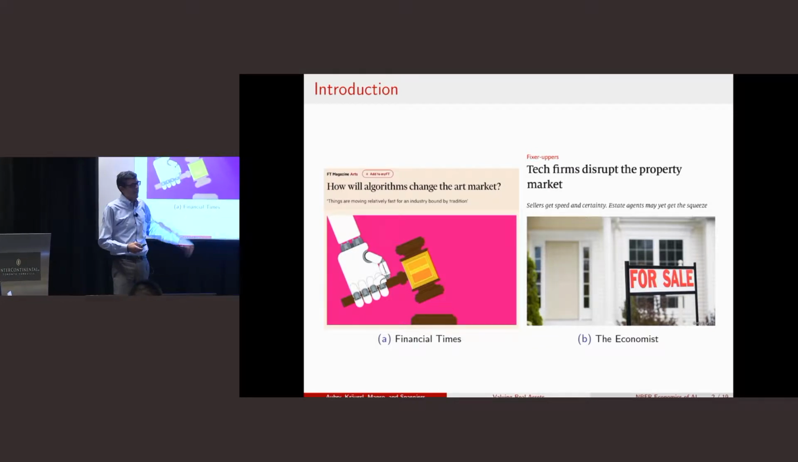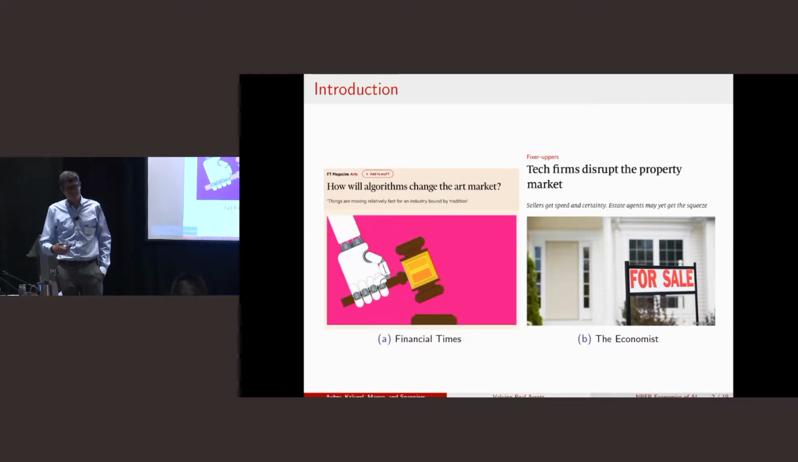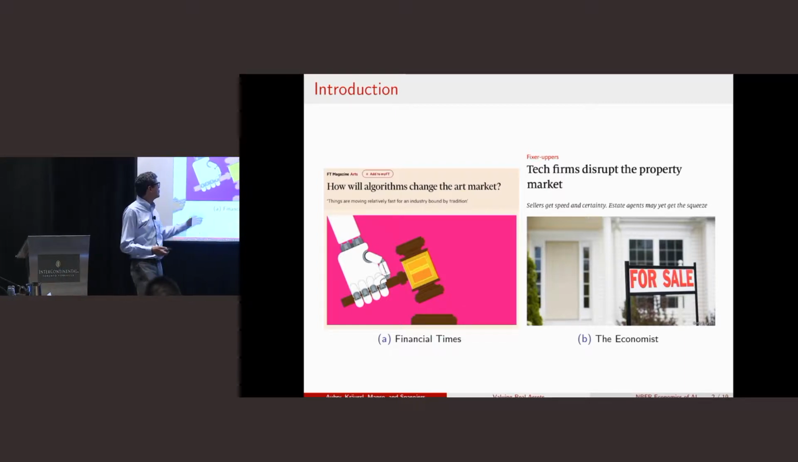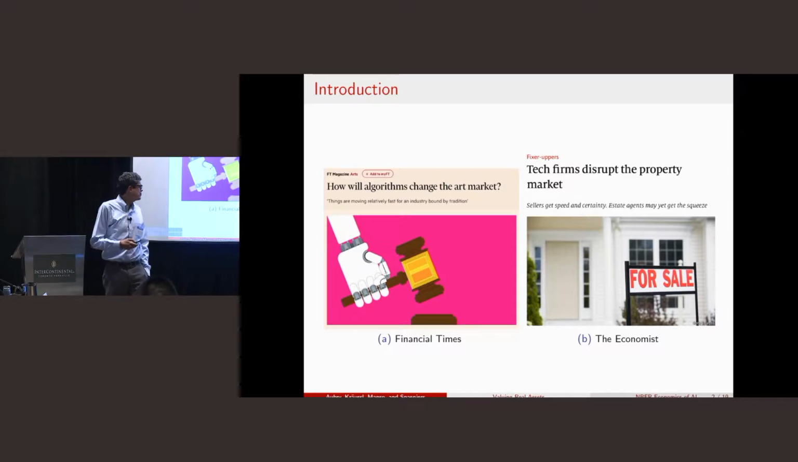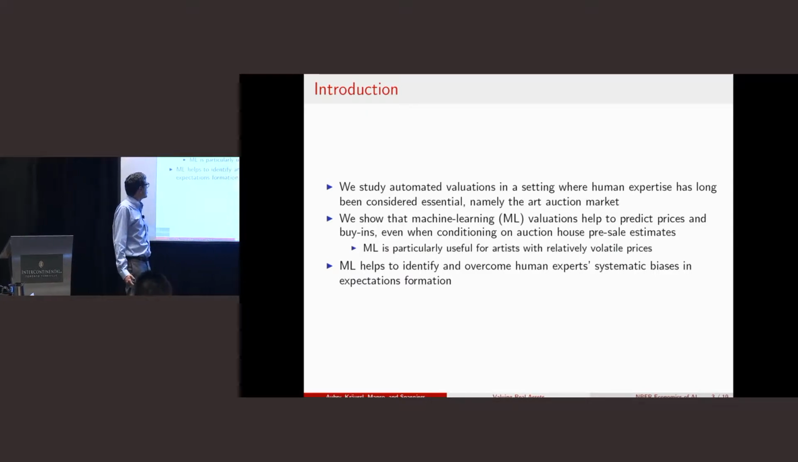But this applies to other problems as well that are familiar to you, like the real estate market, where you have machines trying to value real estate assets, and you also have human estimates, and they're competing in the same space. So to summarize, we're going to apply this to the art auction market.